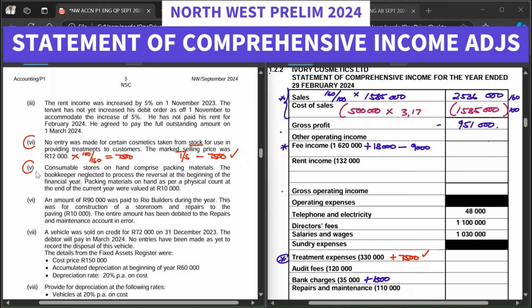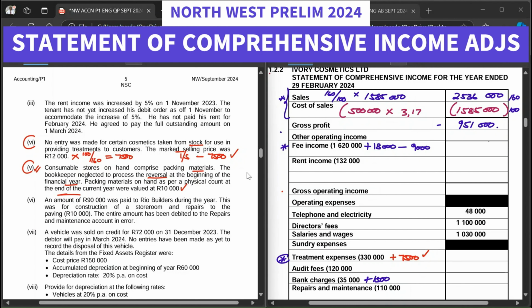Okay, so before I end this video again, there's another interesting one, number 5. Number 5 reads, consumable stores on hand comprise packing materials. The bookkeeper neglected to process the reversal at the beginning of the financial year. Okay, so when we talk about reversal in simple words, we're saying we had closing stock last year, which we did not record in this current year. Okay, that's what it means in simple words.